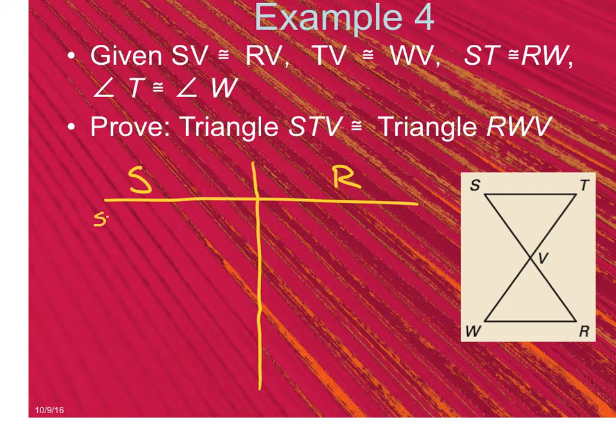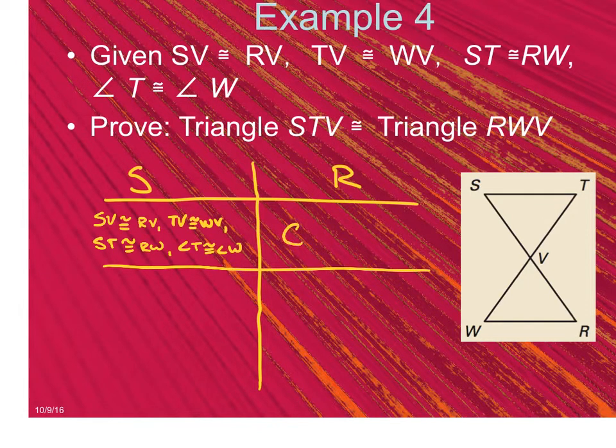SV is congruent to RV. All in one line here. There's no point in putting it as more lines. You don't get extra points for doing it in more lines. And then ST is congruent to RW. And then finally, angle T is congruent to angle W. That's a lot of information right there, so much that I don't know that I could process it all.